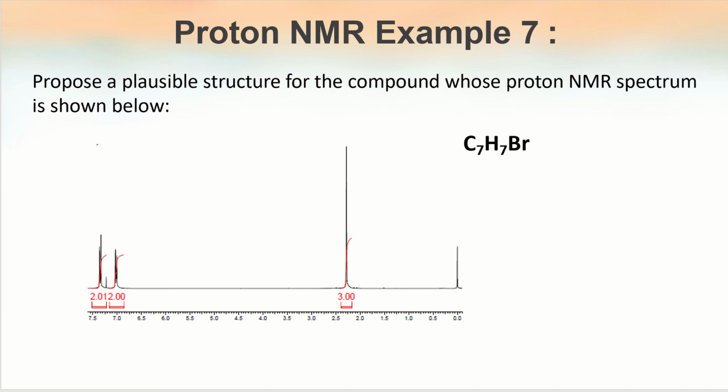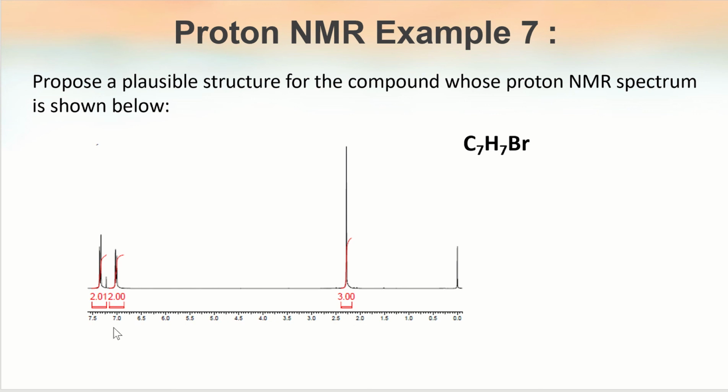And then another example here, example 7, and it's the last one. Propose a plausible structure for the compound whose proton NMR spectrum is shown below. So you're given this molecular formula, right? And you're given the spectrum in this case, and you're asked to propose a plausible structure for the compound based on that information.